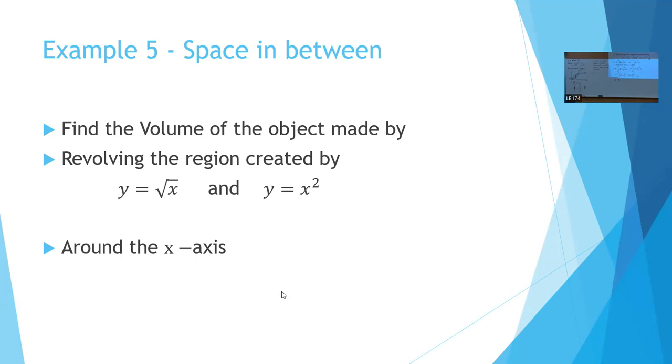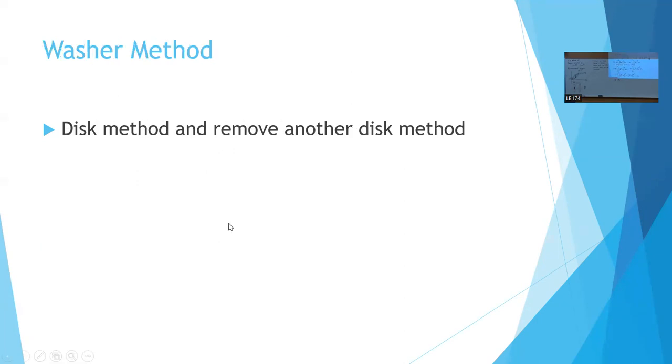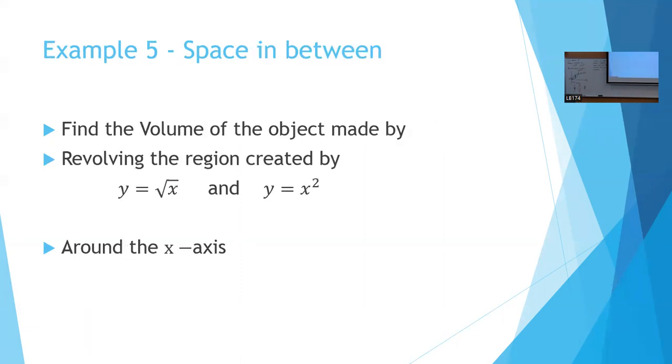Any questions about that? And this is commonly referred to as the Washer method. The Washer method is just disk method minus another disk method. If we have space in between, we have to do disk minus disk. Okay.